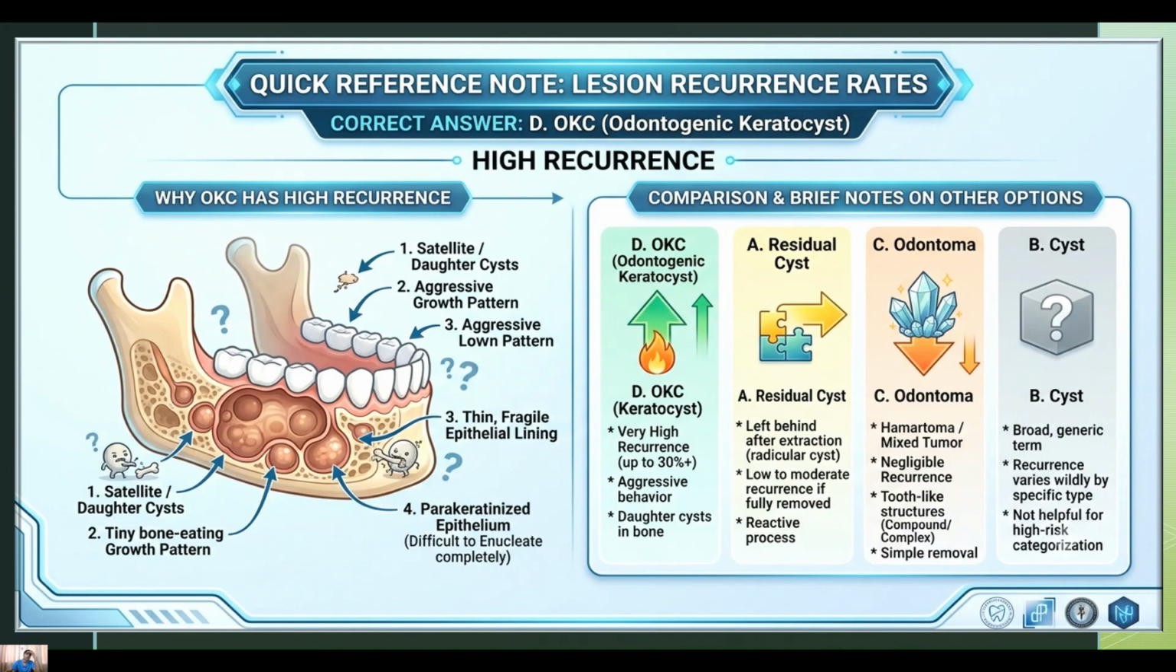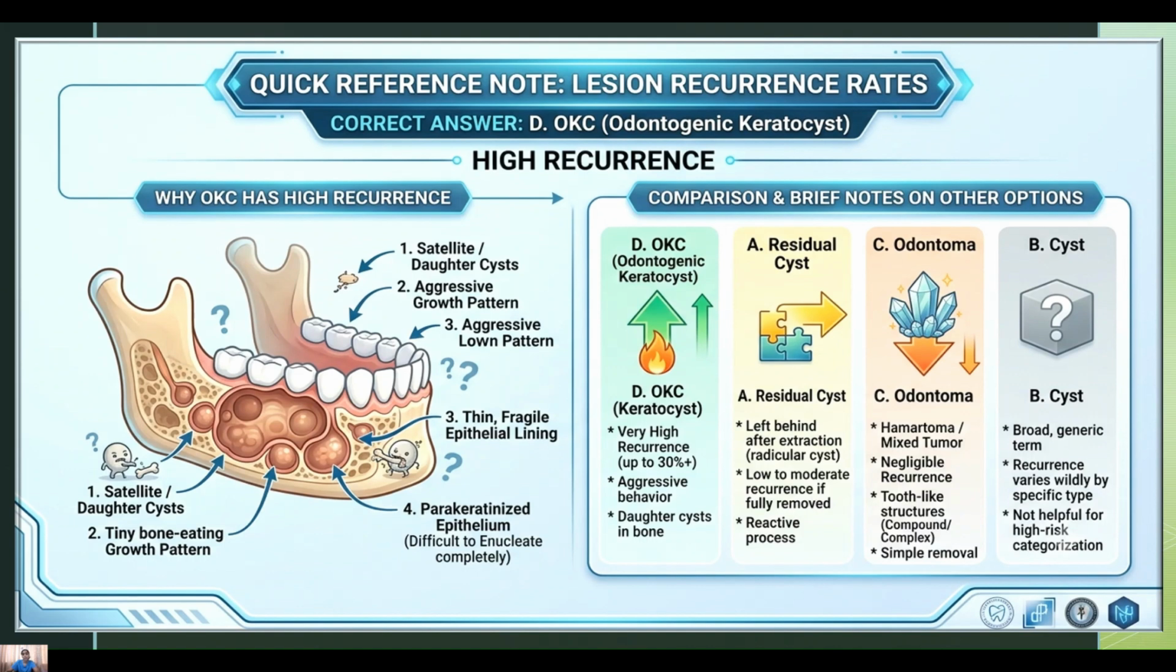Odontogenic keratocyst or OKC takes the top spot for high recurrence because of its thin, fragile epithelial lining, aggressive growth pattern, and sneaky daughter or satellite cysts left behind in the bone. It is notoriously hard to eradicate completely.